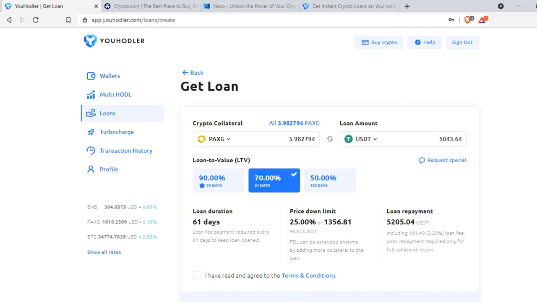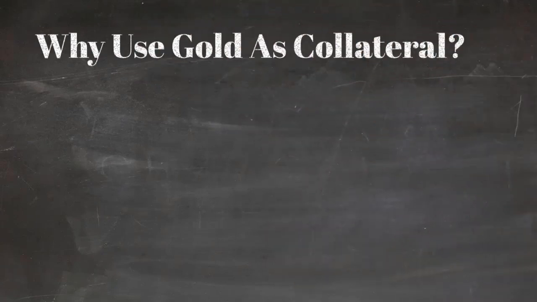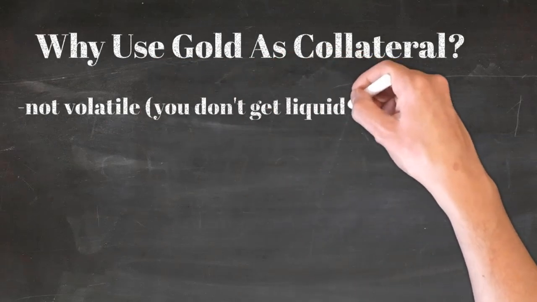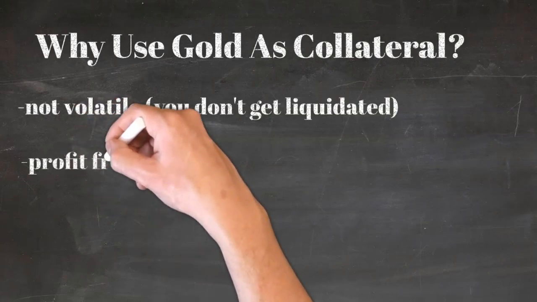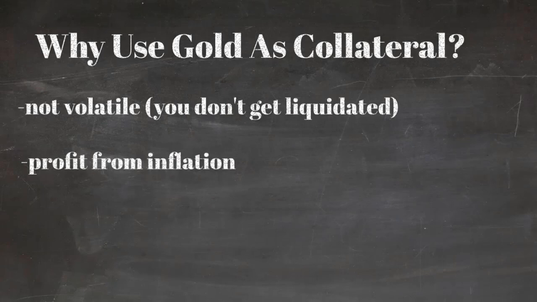But before we do so, let me explain to you why you should use gold. The first big selling point when it comes to gold compared to other assets, for example Bitcoin, is that it doesn't fluctuate much in price. Therefore you don't need to worry so much that you get liquidated. As well as Bitcoin, gold profits from inflation. With heavy money printing, the price of gold will go up in the long term.